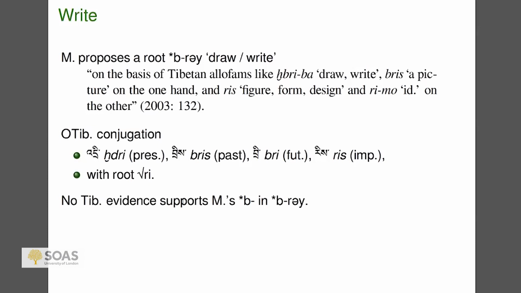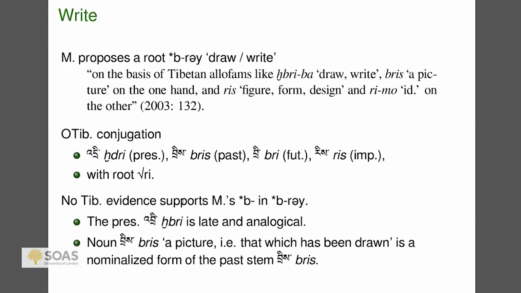The present is late and analogical, and the word for picture is derived from the past. I also want to point out that it would be really surprising if the Proto-Sino-Tibetans had a word for to write. But maybe that's a little unfair as a criticism, because it can also mean to draw, and the Proto-Sino-Tibetans probably could draw or scratch. Oftentimes verbs for drawing or scratching come to mean write.